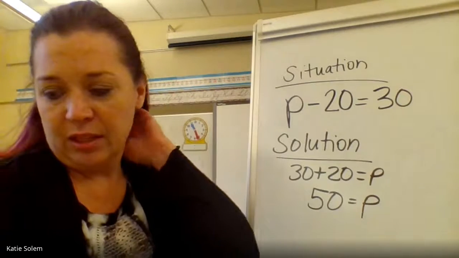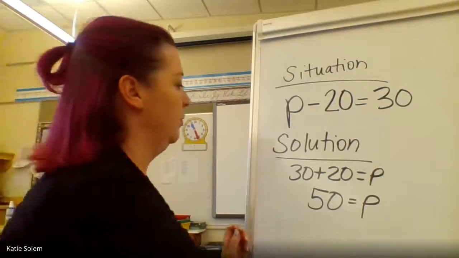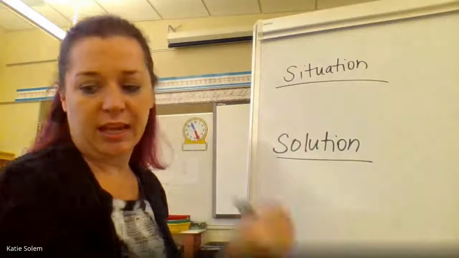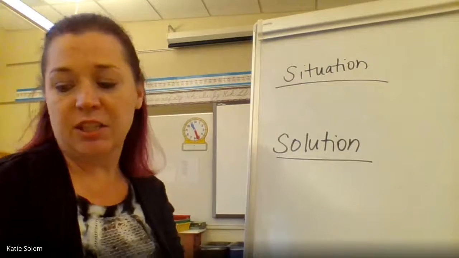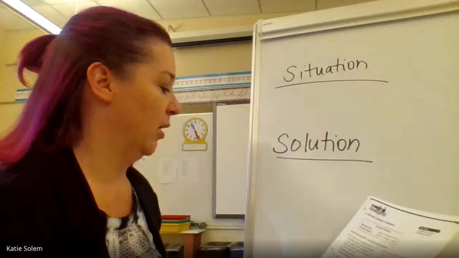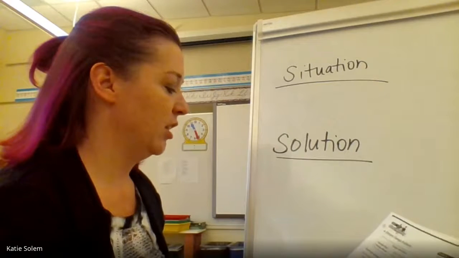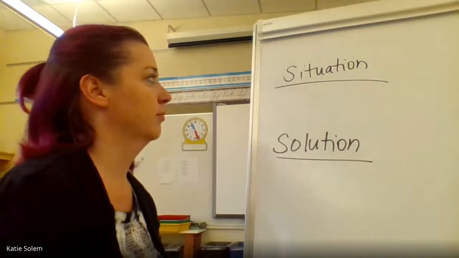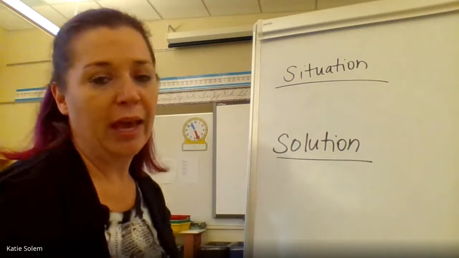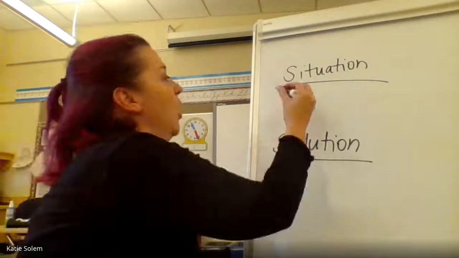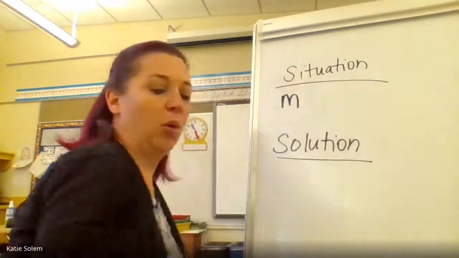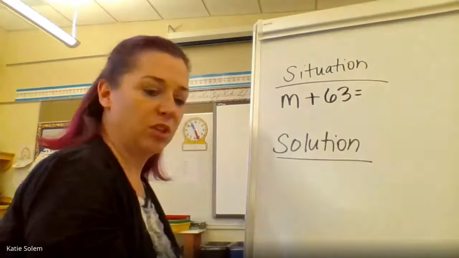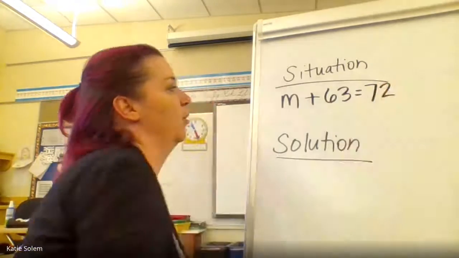We're going to do 2 together. So number 1. Get ready here. Number 1 says, one afternoon, 63 books were checked out of a library. That day, 72 books in all were checked out. How many were checked out in the morning? Well, I'm going to use the letter M to represent morning. We don't know how many books were checked out in the morning, but we know that 63 were checked out in the afternoon and that there was a total of 72 books checked out.